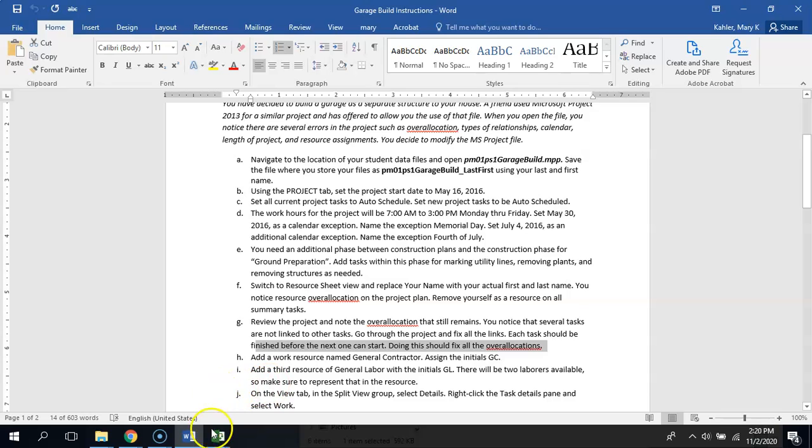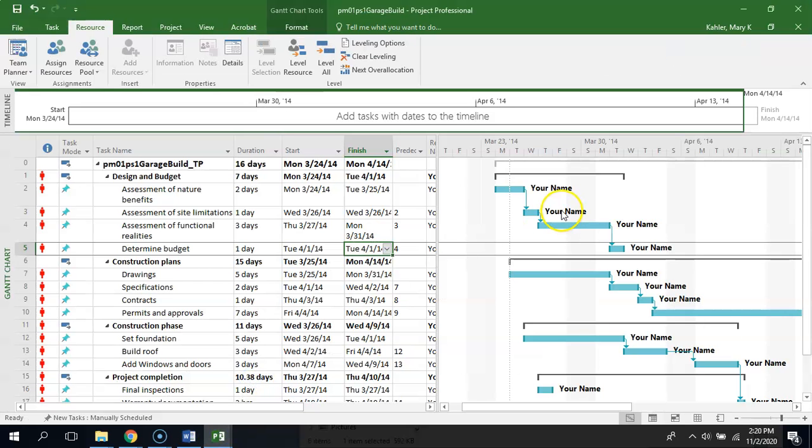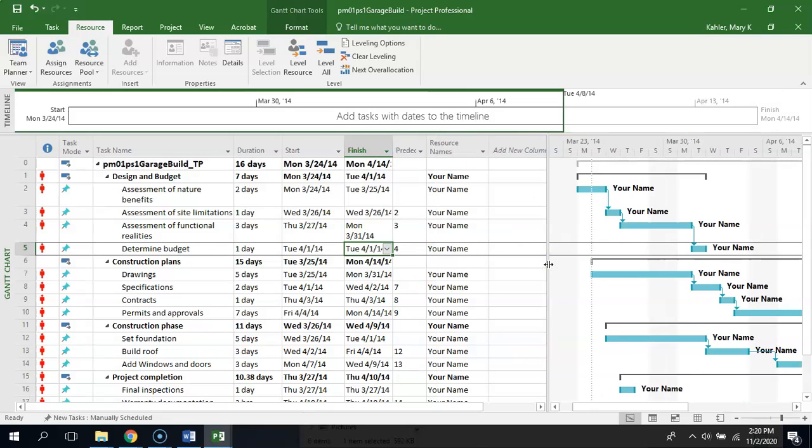So we want to make sure that we structure this properly so that, for example, determine budget becomes the predecessor for drawings. Remember how to do that? Do you remember how to link these two tasks so that they're in a finish to start relationship? Yes. Hang on, I know this.